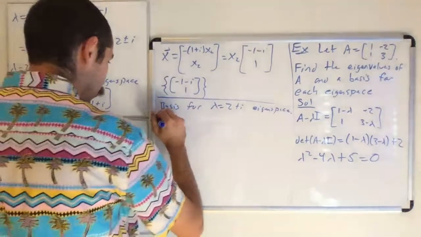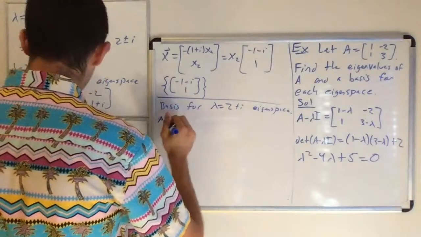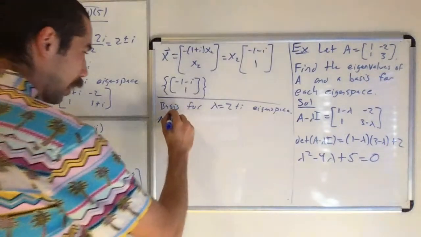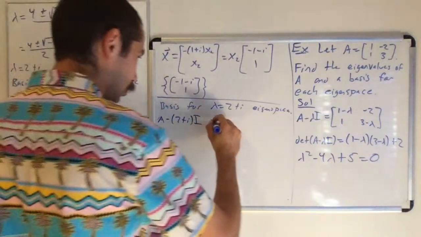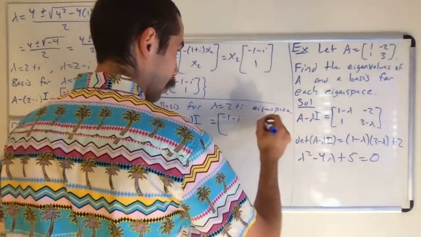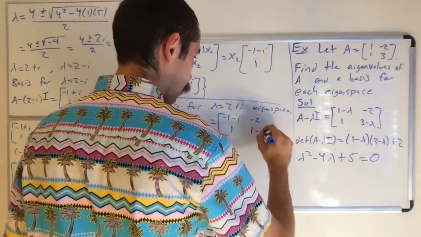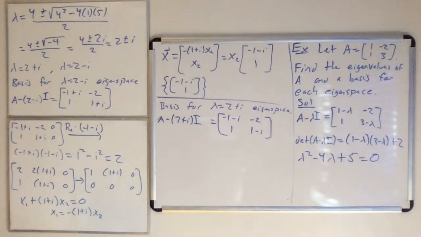So we need to find the matrix. Oh, this should be an i here, by the way. A minus 2 plus i times the identity matrix. And we'll do the same thing, put it in an augmented matrix, row reduce it until we can get a solution.